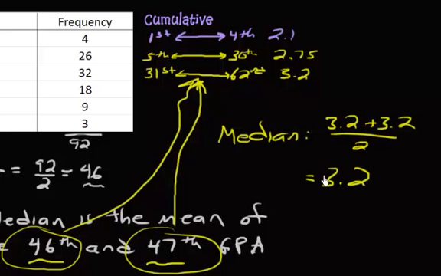Now just a quick note, what happens if, say we were looking for the 62nd and 63rd person? Well, if we were doing that, well then the 62nd would be 3.2 and the 63rd would have been a 3.5. And so the median would have been the mean between those two. So just again, look for the two GPAs or the two people, two scores, and then just average those together using the mean.